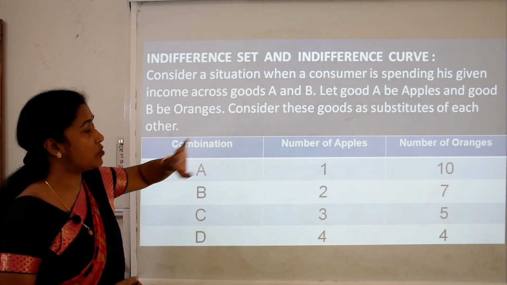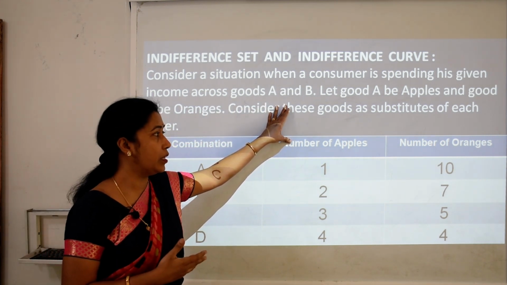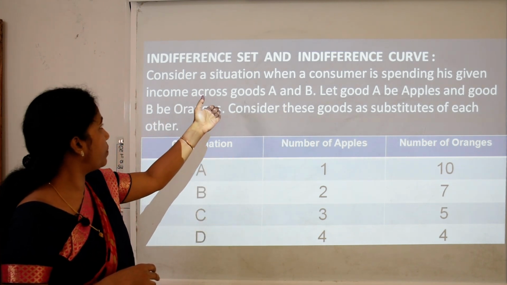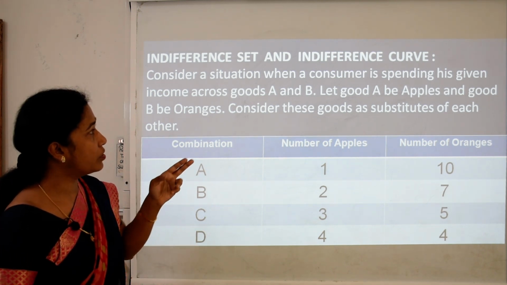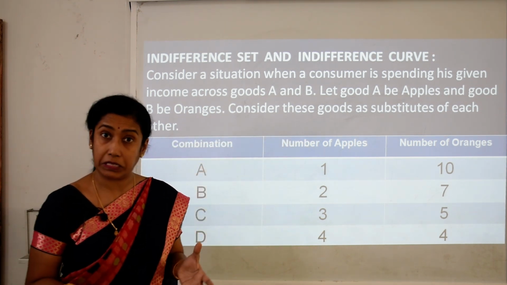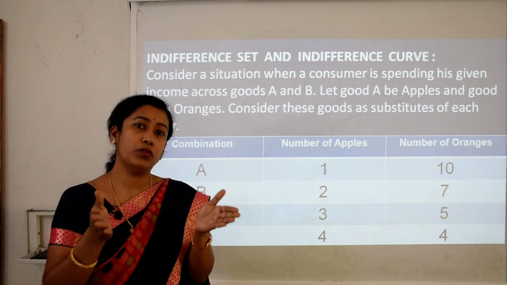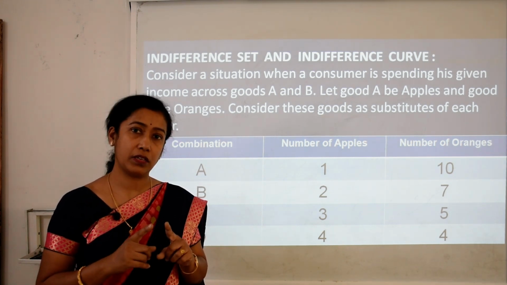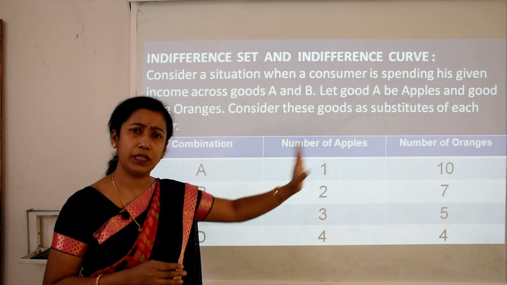Consider a situation when a consumer is spending his given income across goods A and B. That means we will consider the combination when a consumer spends part of his income, or the whole income, on a combination of any 2 goods. Let good A be apples and good B be oranges. Consider these goods as substitutes. Of course both the fruits are different, but we consider that both are fruits. So we assume that both the goods are substitutes of each other, good A being apples and good B being oranges.